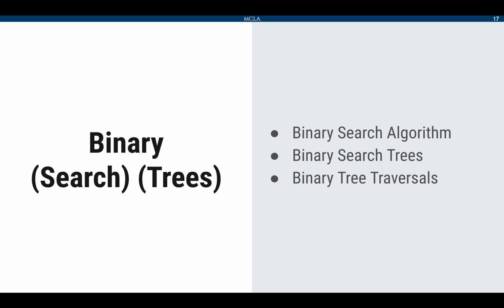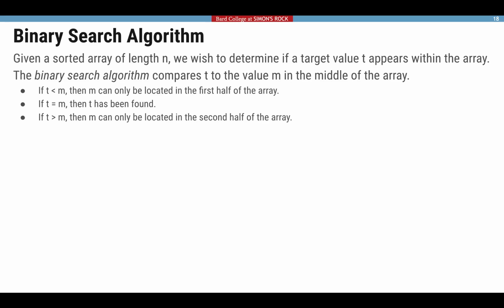We now want to talk about binary search trees. So what we were just doing with that Newfoundland dictionary was a binary search algorithm, where at each point we compare a value t that we are searching for, the target, or Teuton in this case, to the value m in the middle of the array.